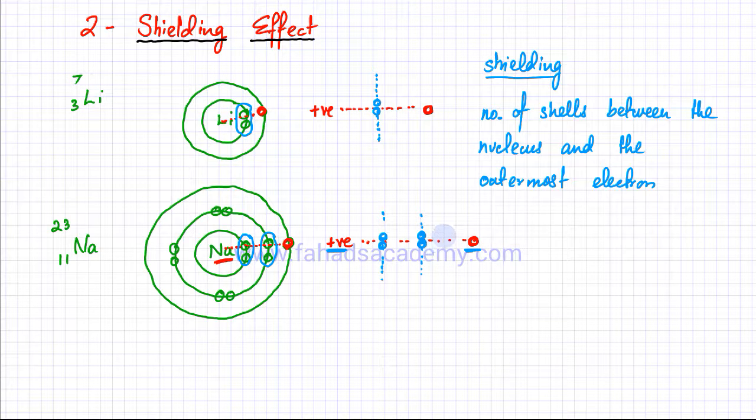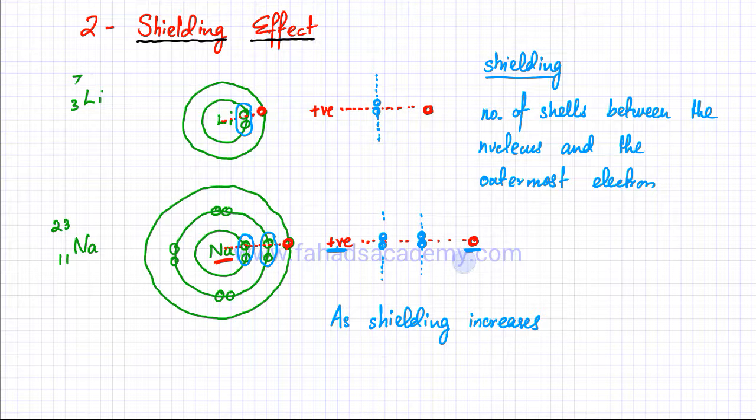As more shells come in between the positive nucleus and the outer electron, the force of attraction is going to subsequently decrease. So the rule for shielding is that as shielding increases, the electron would be less attracted. So this electron, and I'm only talking about shielding right now. I'm not discussing any other factors.